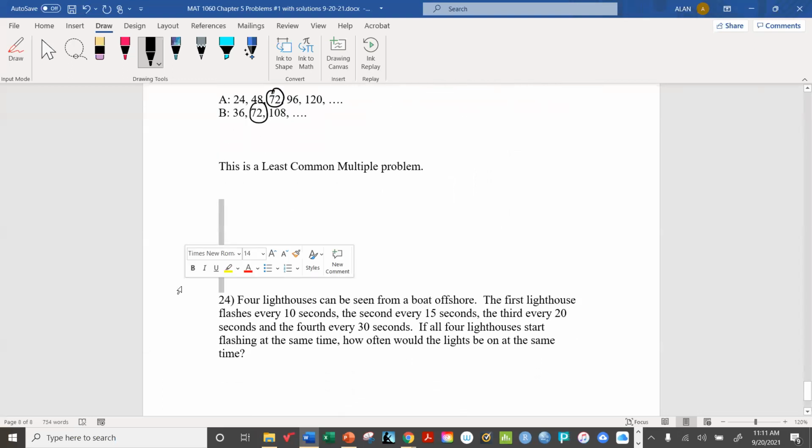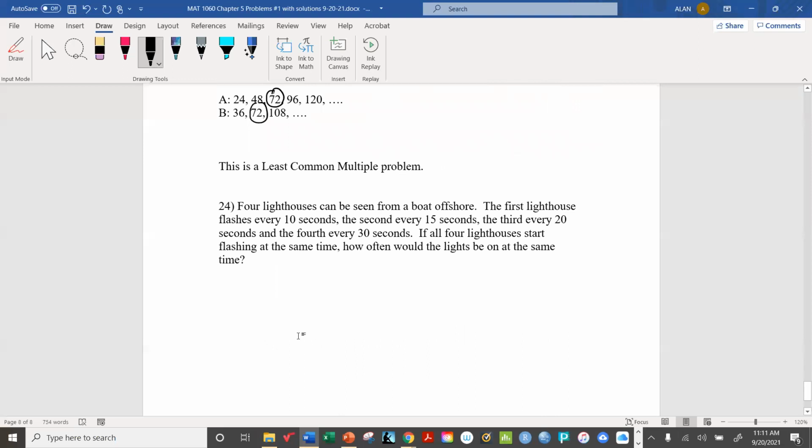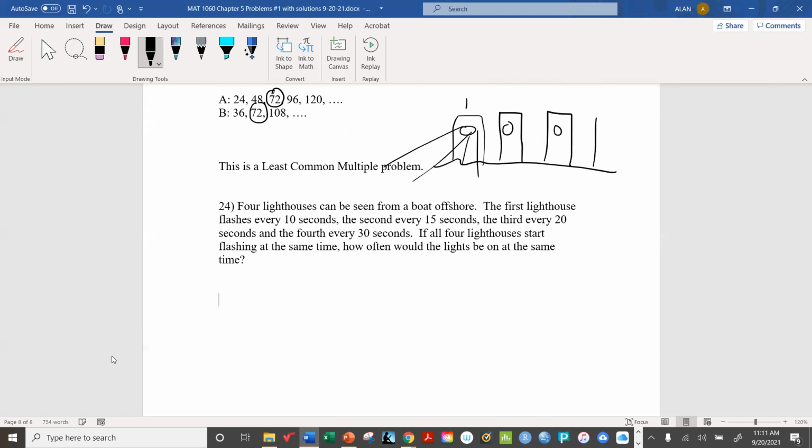This time we're looking at lighthouses. We've got 4 lighthouses, standing there on the shore. Here's the first one with a big beam going out. And then here's the second one. And the third one, and the fourth one.